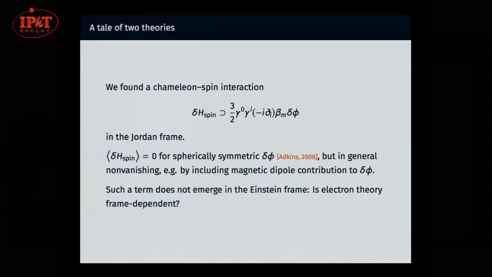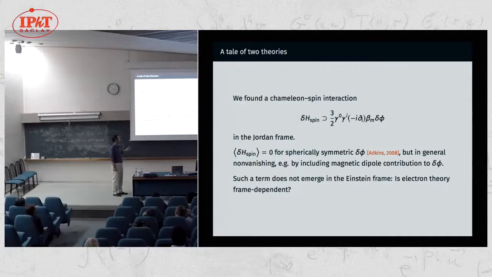So there's one more thing I want to talk about in the less than 5 minutes I have, which is this term here that I dropped in the Hamiltonian that I constructed right at the beginning. Like I said, this goes away, the expectation value goes to 0, because we work in spherical symmetry. But spherical symmetry is not a generic thing. You can very easily break it, for example, if you include the magnetic contribution to delta phi.